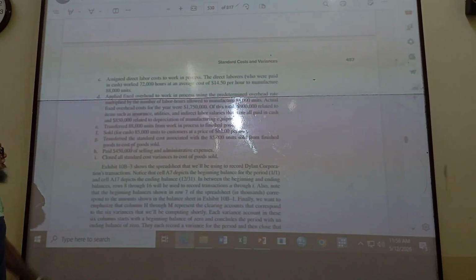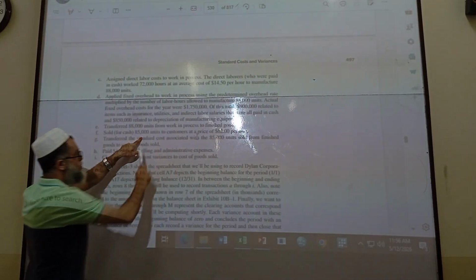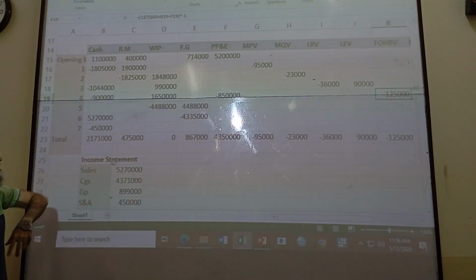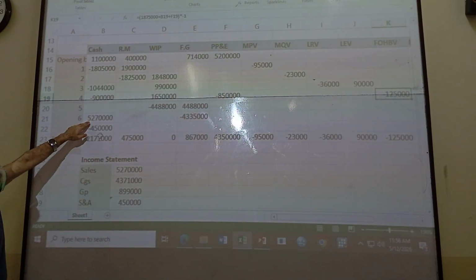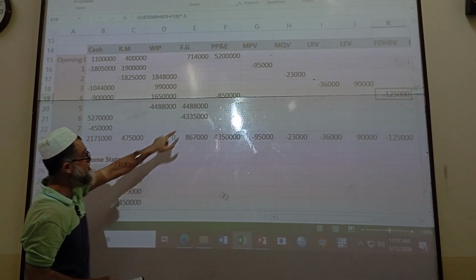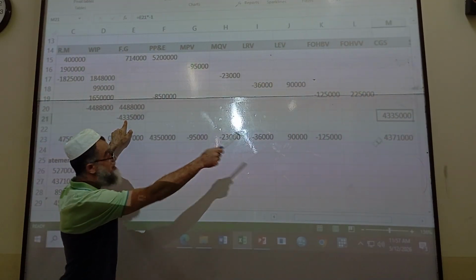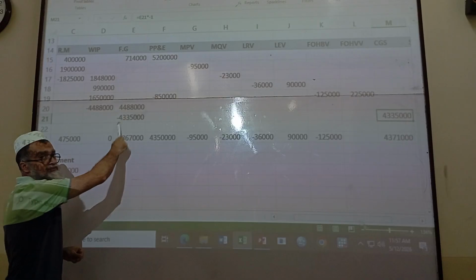Now you sell the units for cash, 85,000 units at 62. So cash will be added, 85,000 into 62, cash is added for 527,000. Okay, cash is added and you need to record the CGS as well. Now this CGS, finished good, is credited and CGS will be debited.